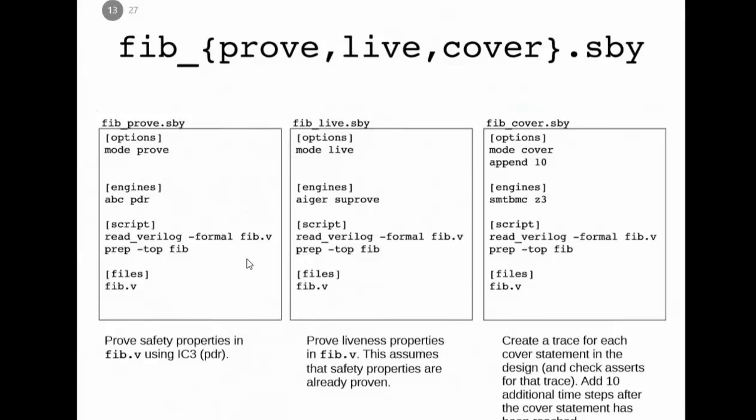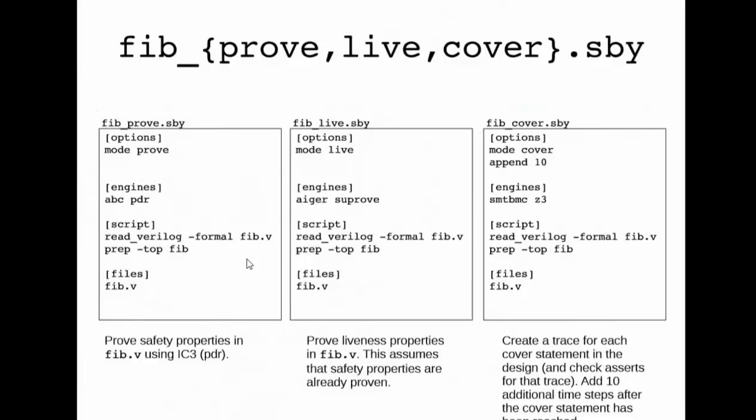So in order to prove all that, we need 3 different configuration files for SymbiYosys. The first one proves our safety properties in an unbounded manner in this case. This specific design cannot be easily proven with K induction, so I'm using IC3 as a method here to perform an unbounded proof.